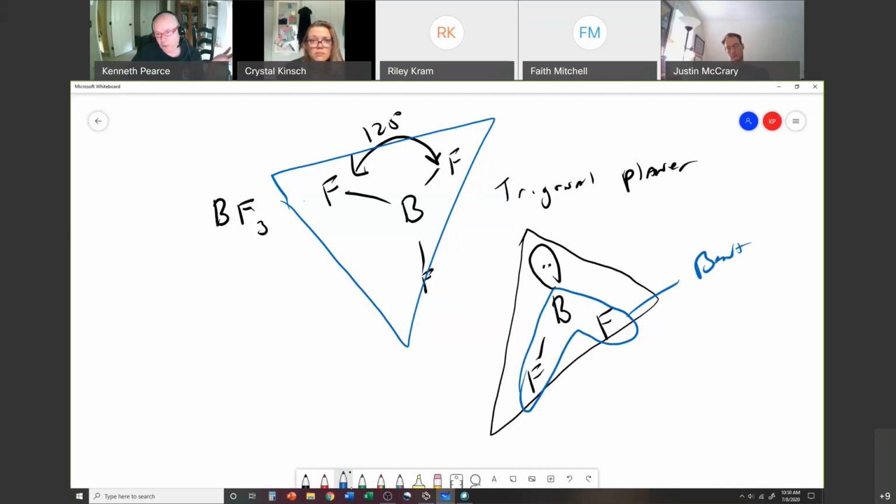It's a bent shape, right? It's like a boomerang. It's bent. But what's the angle here? Still about 120 degrees. You see? Angle from here to there, it's about 120 degrees.